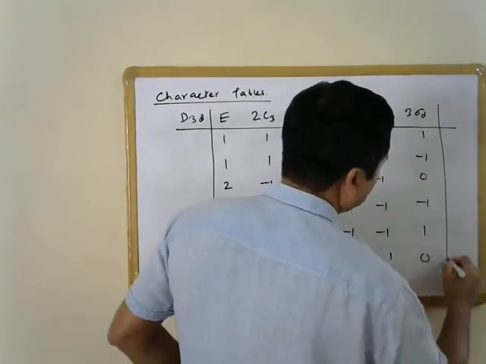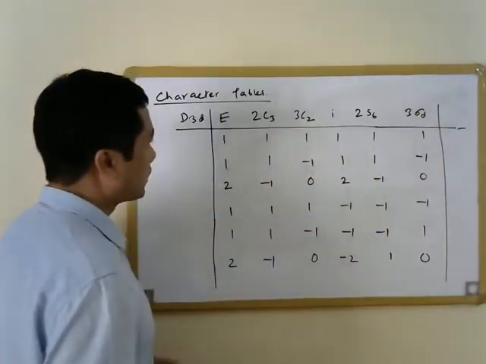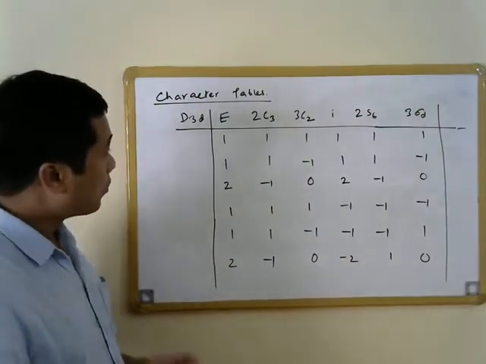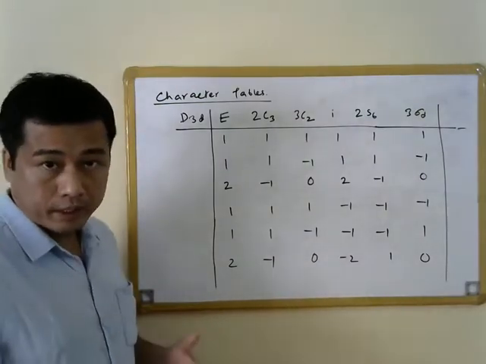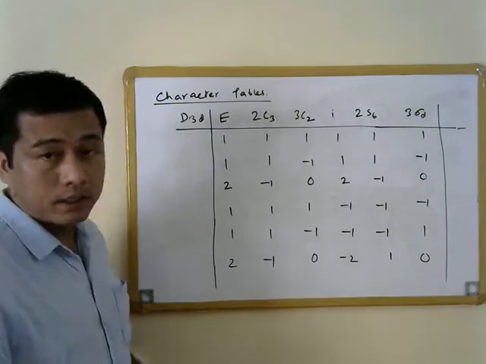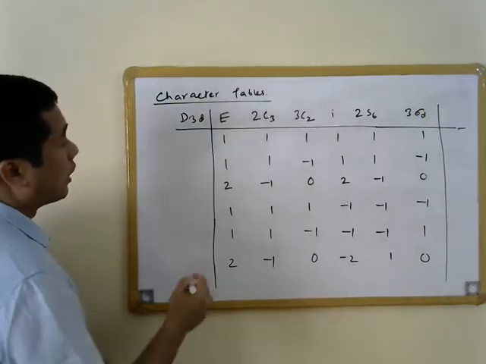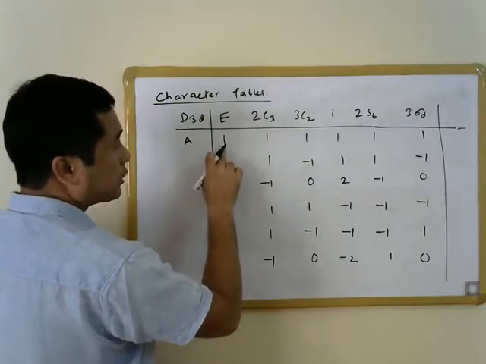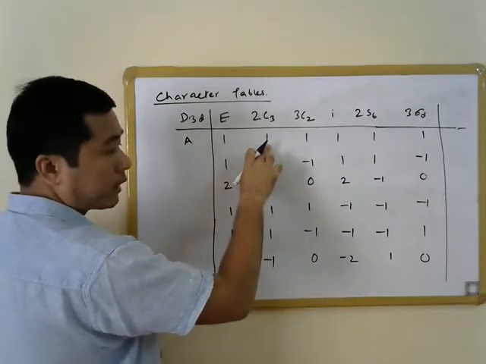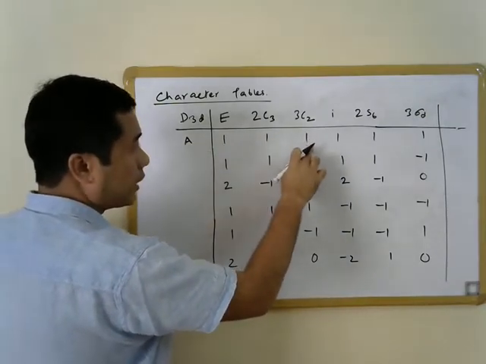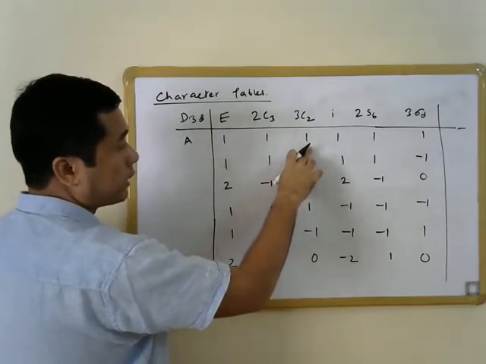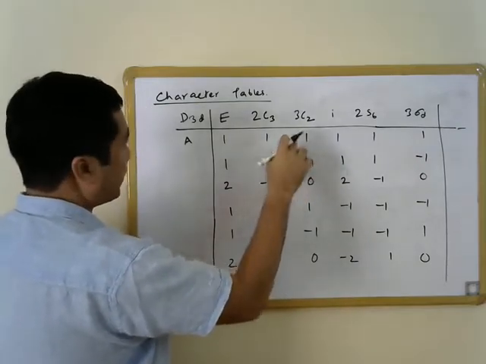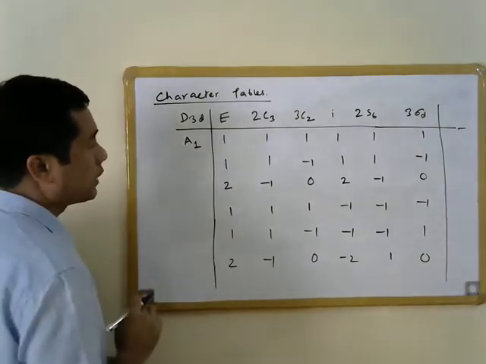These are the characters of different irreducible representations in the D3d point group, and let's try to write the Mulliken symbols for these irreducible representations. The first representation is one-dimensional, and it is symmetric with respect to the principal axis of symmetry, and it is symmetric with respect to the C2 axis perpendicular to the principal axis. So it is an A1 representation.